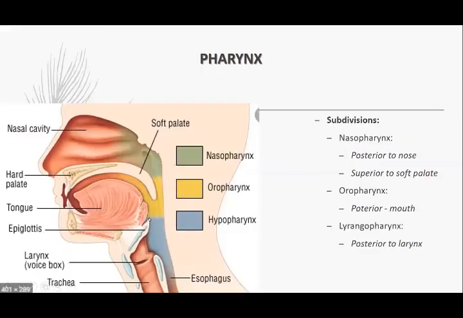And this part posterior to the larynx. Ye larynx hai sara. Posterior to the larynx, this is the laryngopharynx. By the way, ये जो laryngopharynx है ना, clinicians they called it hypopharynx. This is simply the alternate name to laryngopharynx. We anatomists are so fond of calling it the laryngopharynx.